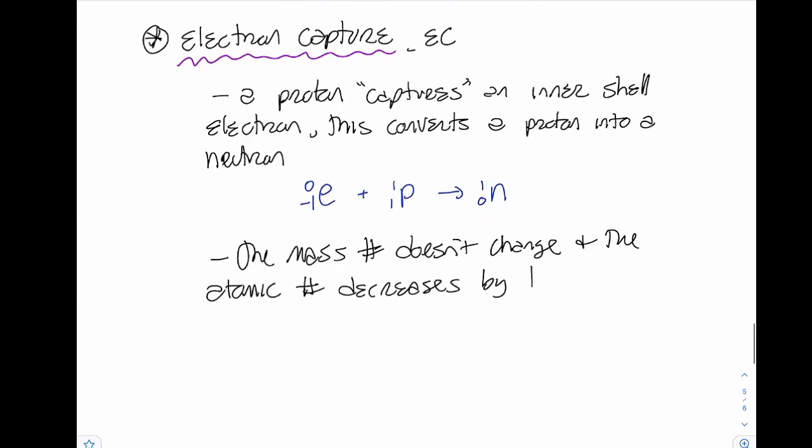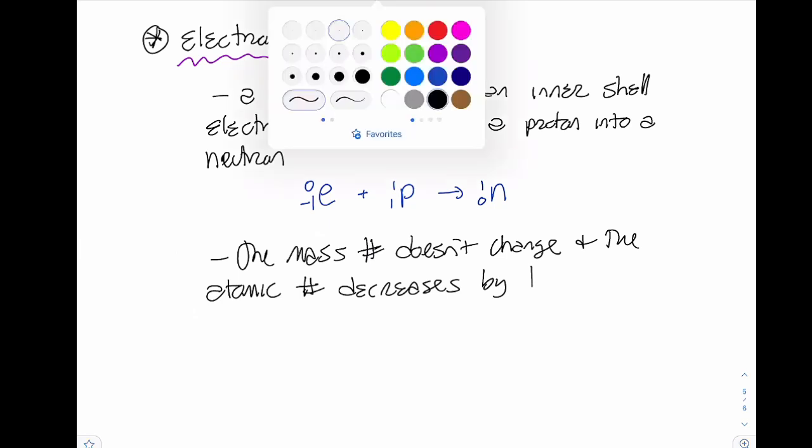And again, just have to be really careful. For electron capture, we're going to use the same symbol that we use for a beta particle. It's just going to be on the reactant side. We're actually absorbing radiation, not emitting it.